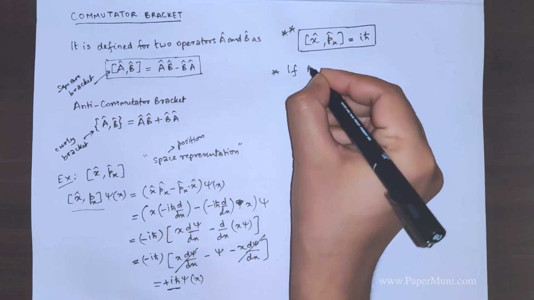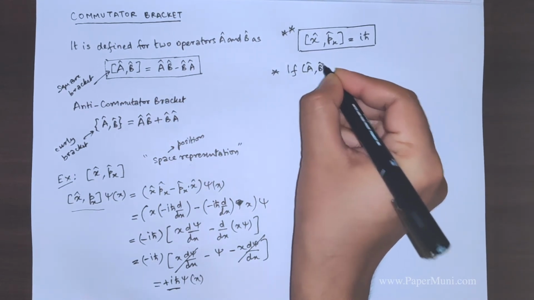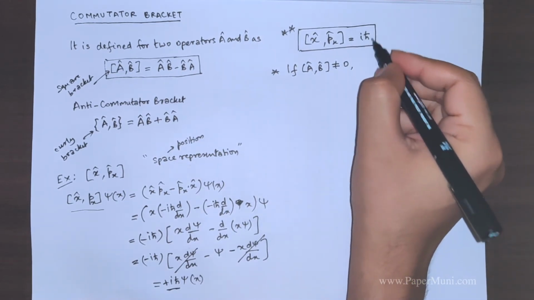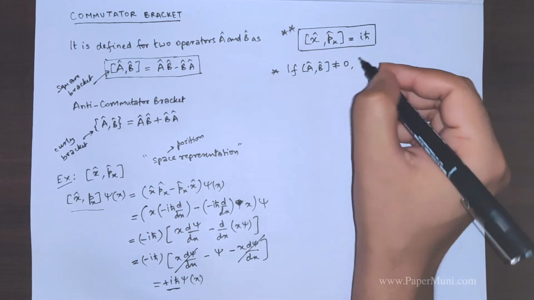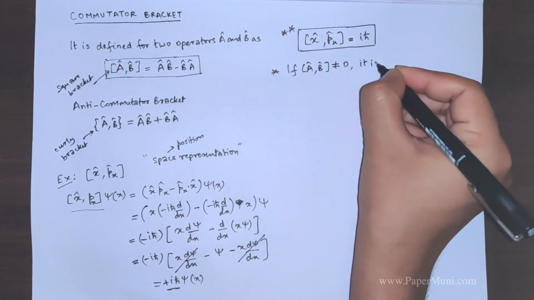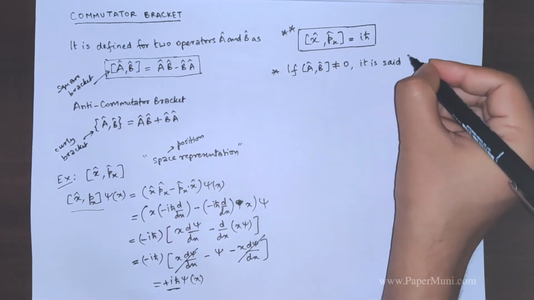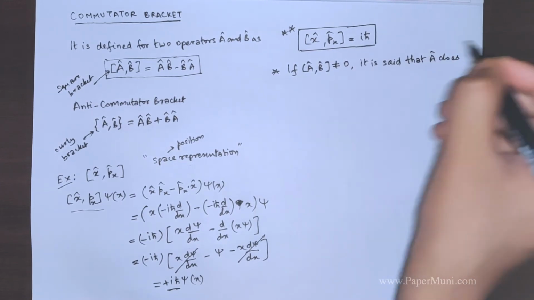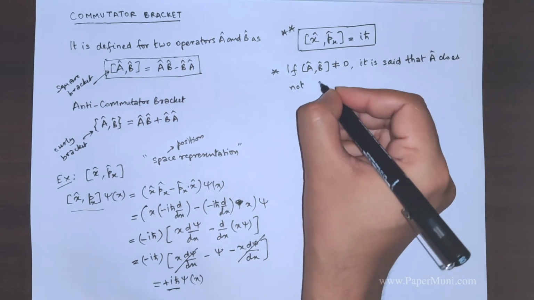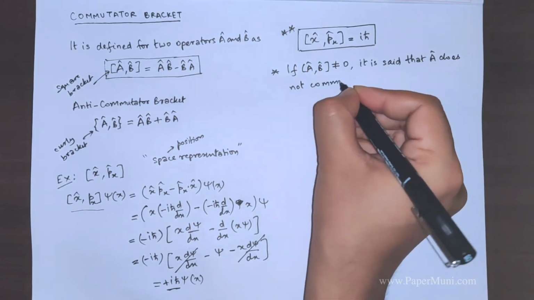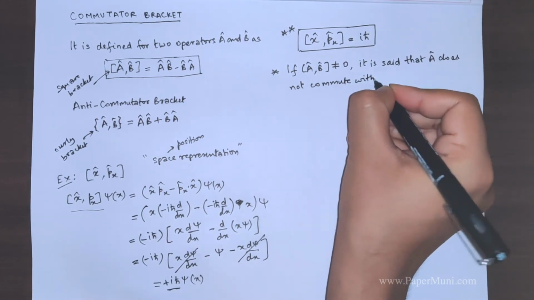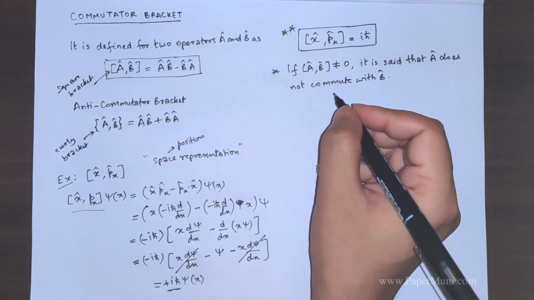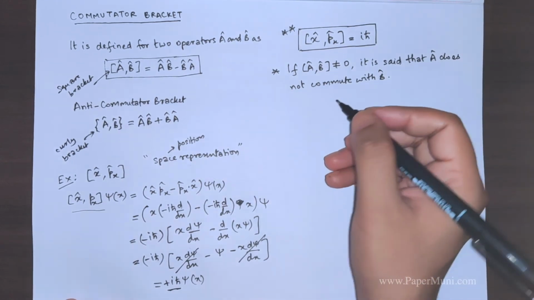If [A, B] is not equal to zero, that means in this case, see, this is not equal to zero, right? This is equal to some constant. No, this A and B can be any operator. Okay, so then it is said that A does not commute with B. A does not commute with B. Okay.